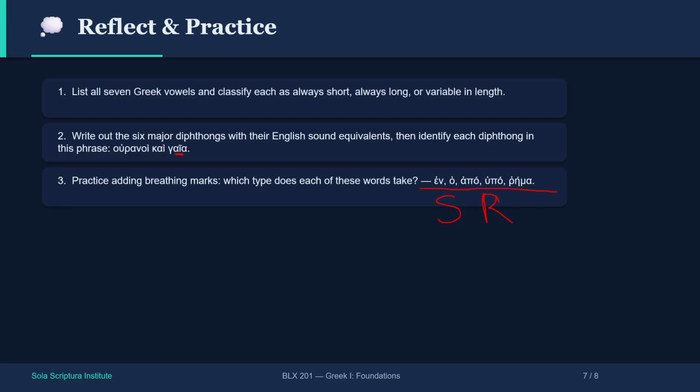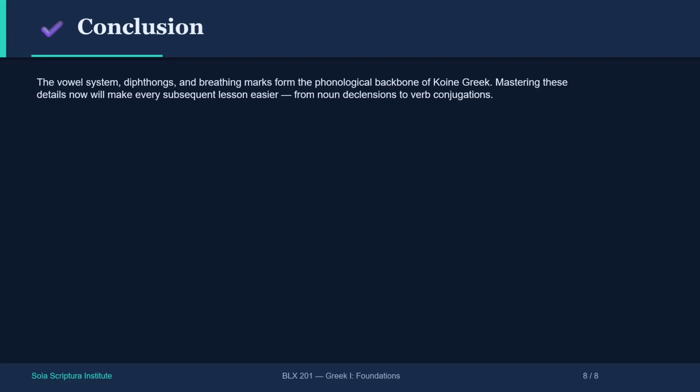Okay, guys? So in conclusion, the vowel system, diphthongs, and breathing marks form the phonological backbone of Koine Greek. So mastering these details now will make every subsequent lesson easier. And in Greek, pardon my writing, but there is something called stacking. Okay? Stacking. And what you're doing, you are essentially building brick by brick, block by block. So as you go, you are stacking up. That's why it's important to just learn certain concepts from the get-go. Because when you learn certain concepts from the get-go, it makes the other concepts a lot easier.